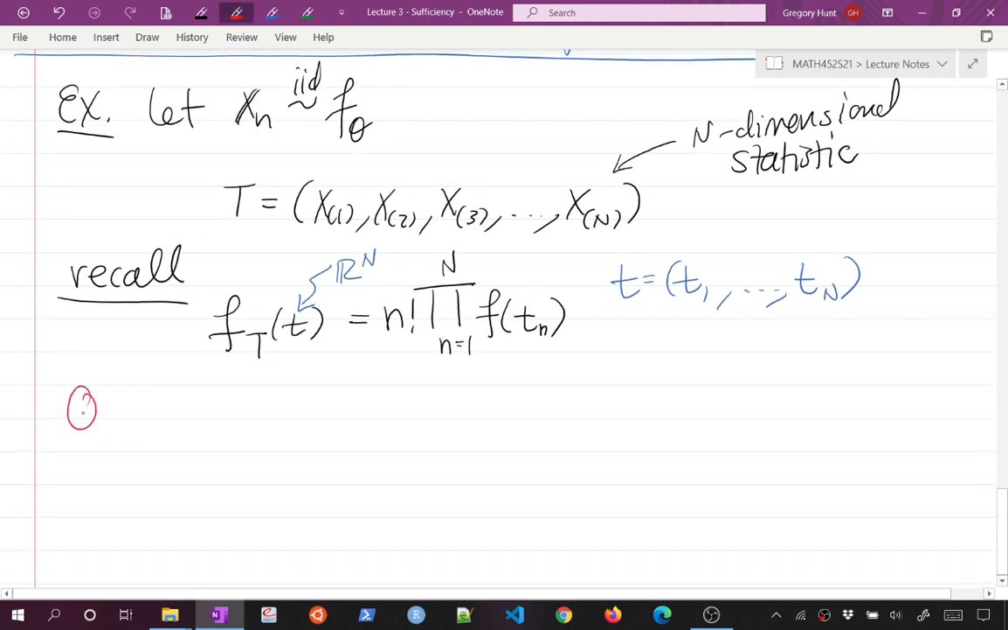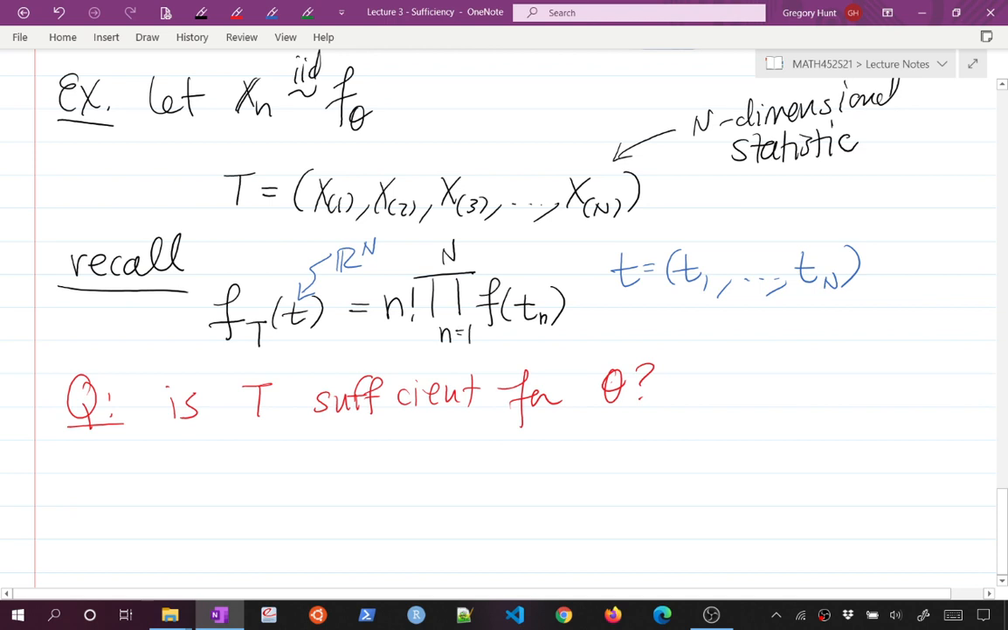The question is, is T sufficient for theta? Are the collection of all of the order statistics jointly sufficient for my unknown parameter? Notice we haven't done anything about this distribution. It could be any distribution.